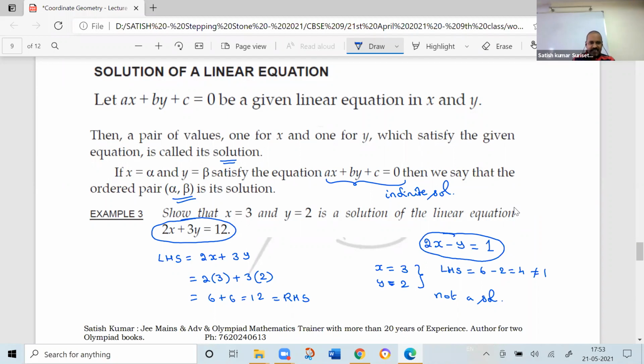Now, let us try the same example, 2x plus 3y equal to 12. Suppose I substitute x equal to 0, tell me what value of y I will get. In this equation, it should be 12. When x is 0, y equal to how much? So it should be 4. Correct. That means, can I say now that 0, 4 is a solution to this equation or not?